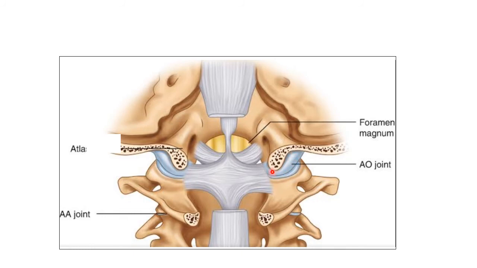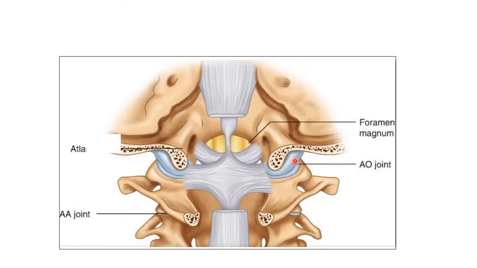So first we will discuss the atlanto-occipital joints. There are two atlanto-occipital joints, one on either side, between the atlas vertebra and the occipital bone. These are synovial joints of ellipsoidal variety.